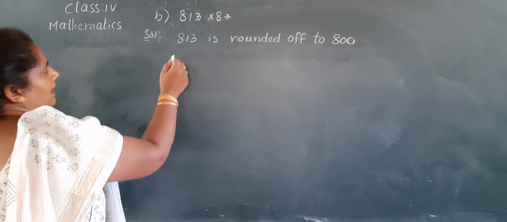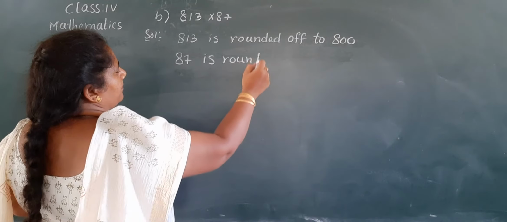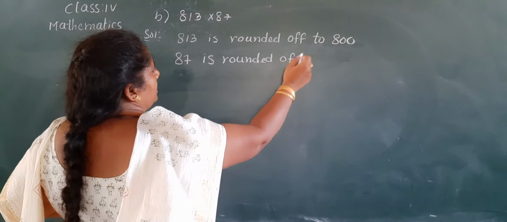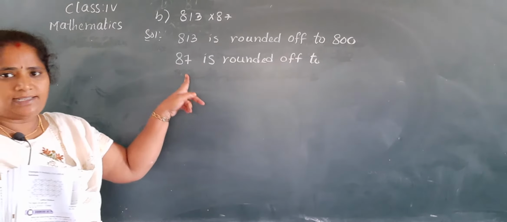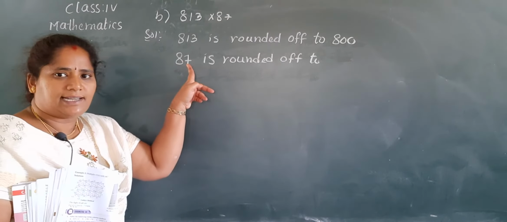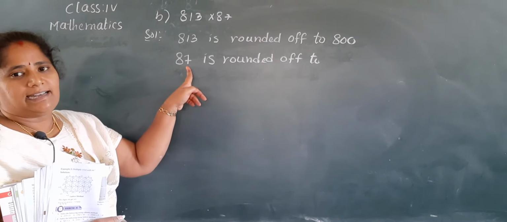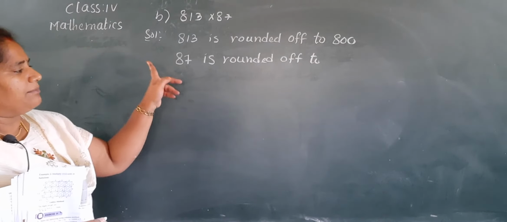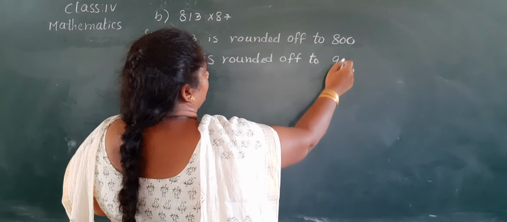Next, 87. 87 is rounded off to, it's a 2-digit number, so you have to round off this number to the nearest ten, so you look at the digit in the ones place. What's the ones place digit? 7. Is it less than 5 or greater than 5? Yes, it is greater than 5. So this number is rounded off to the nearest ten, that is 90.